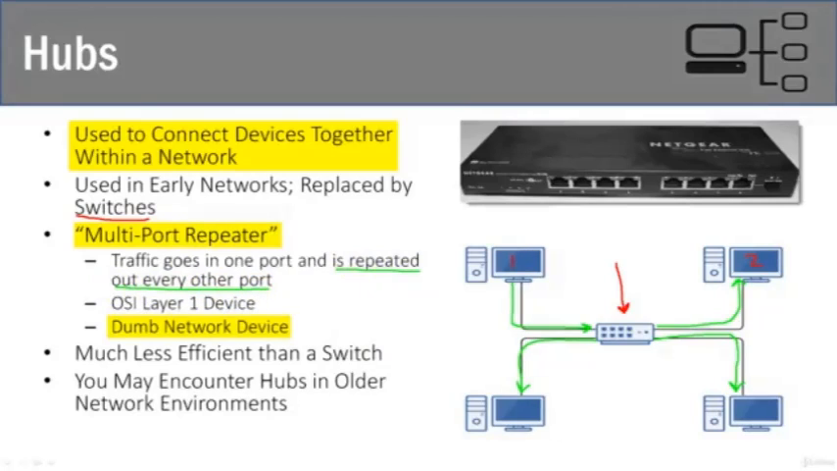Now, because it's a dumb network device, we call it a layer 1 device. So layer 1 of the OSI model, that's the layer that hubs operate on. Now, comparing a hub to a switch, it's definitely much less efficient, because if we think about it from the perspective of the data coming in here and going out all the other ports, well, it's going to take up a lot more bandwidth. There's going to be the potential for a lot more collisions on the network, and it's also going to be a lot less secure.